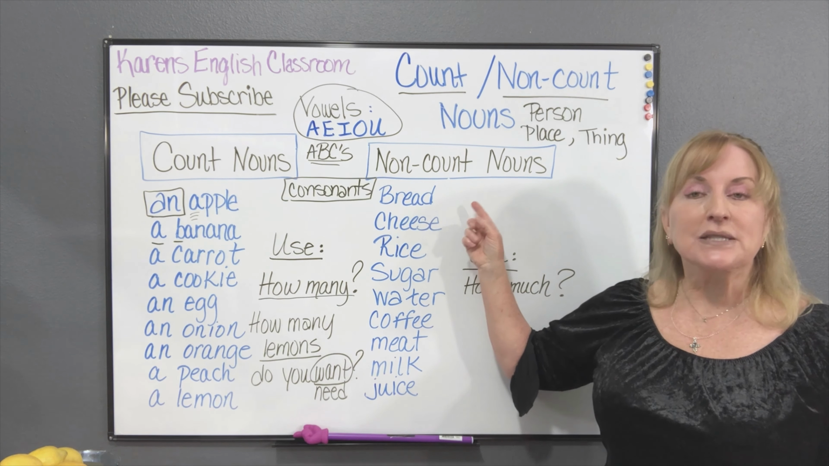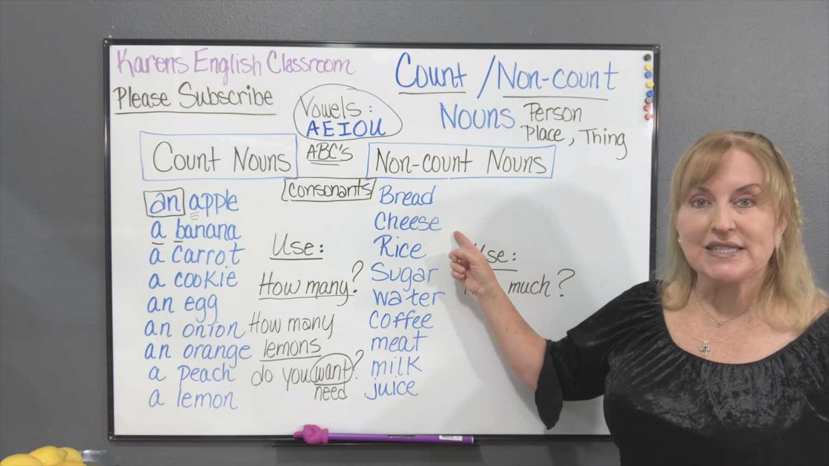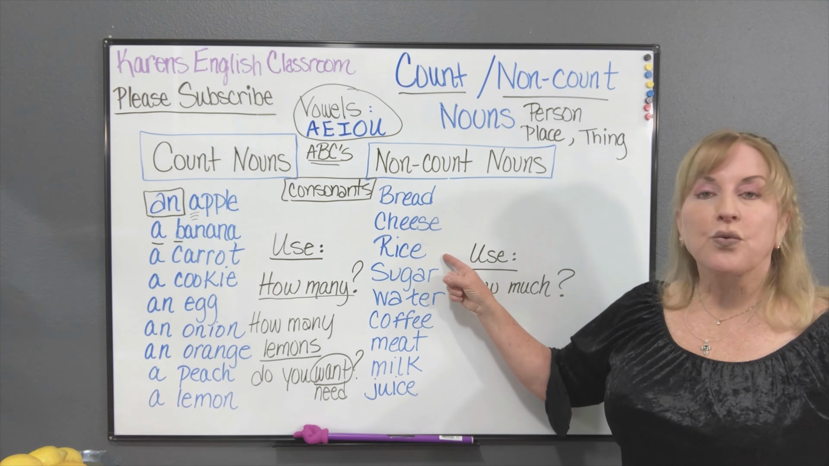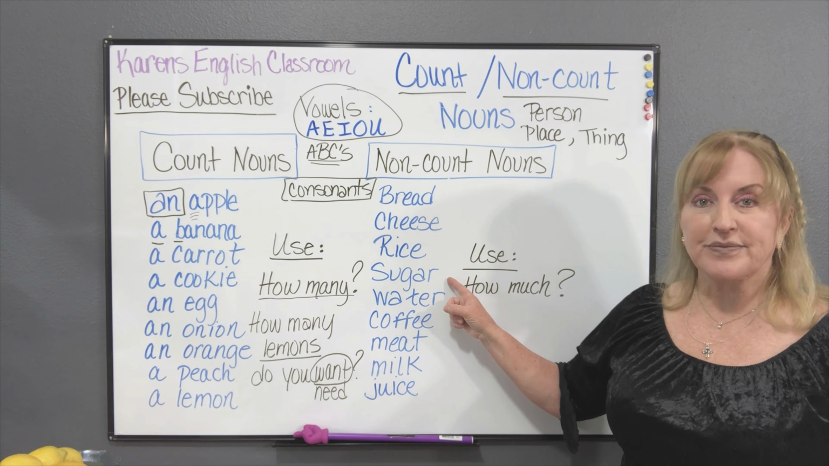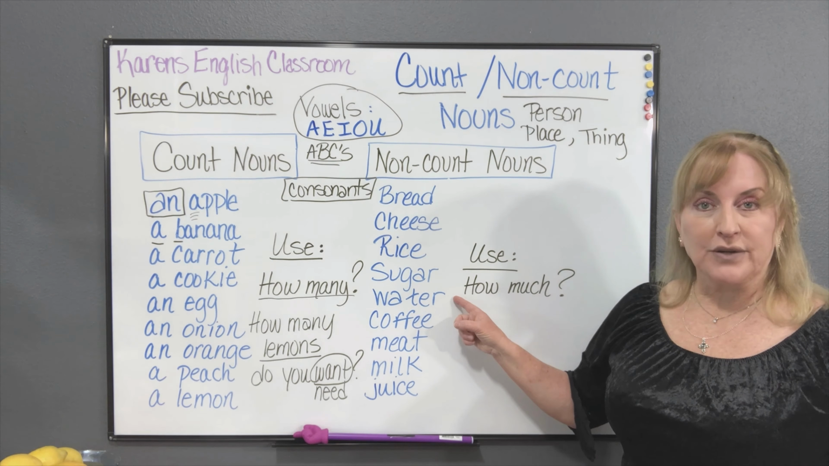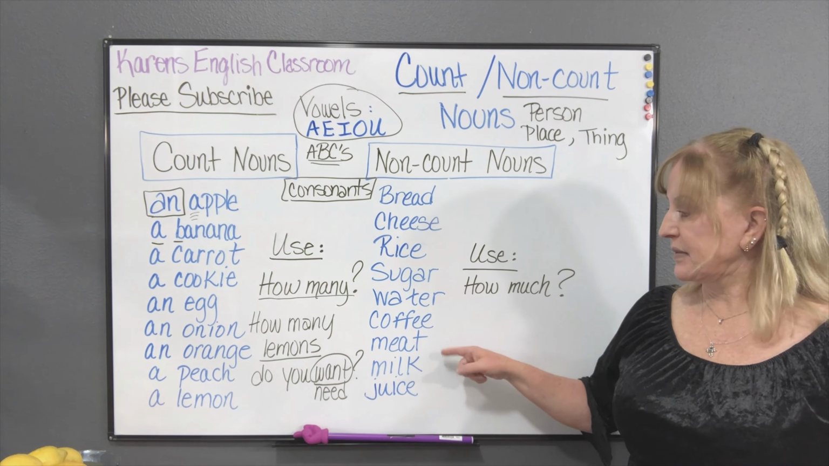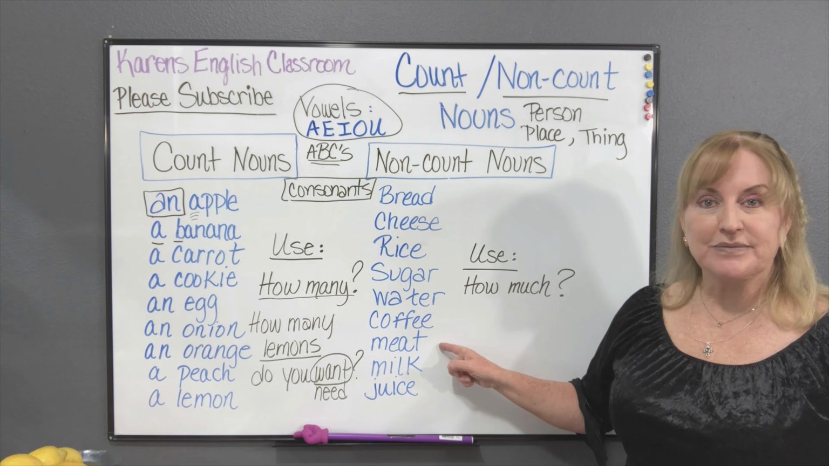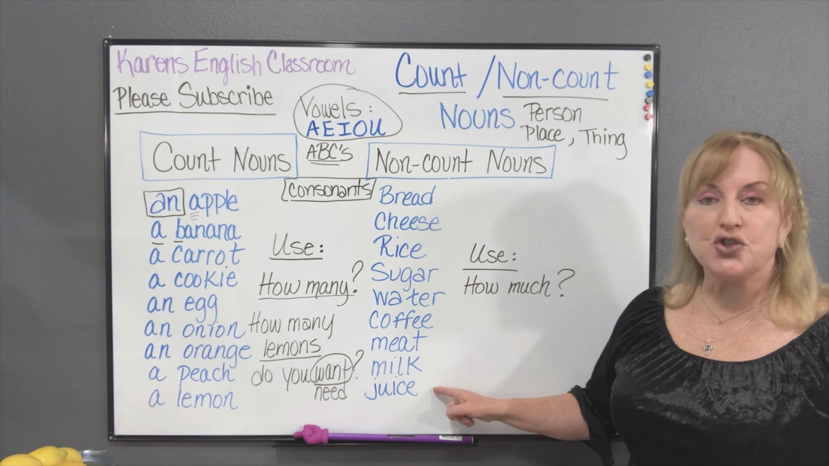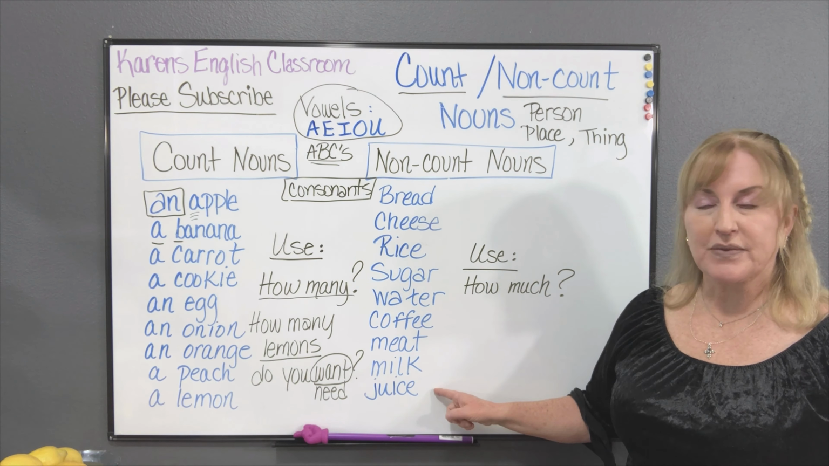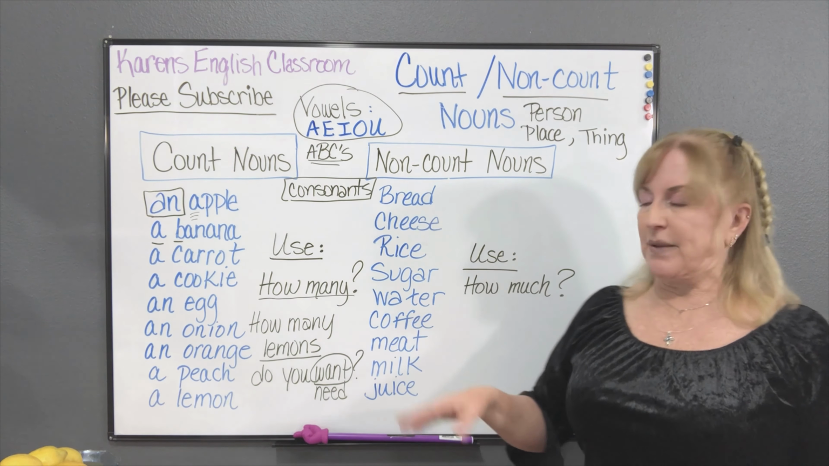So let's practice, class. Bread, cheese, rice, sugar, water, coffee, meat, milk, juice. All right, so these are non-count nouns. I can't really count them. I'm not going to count them.